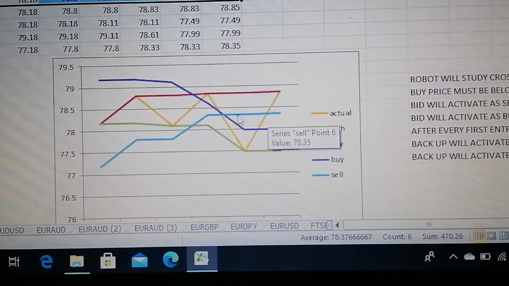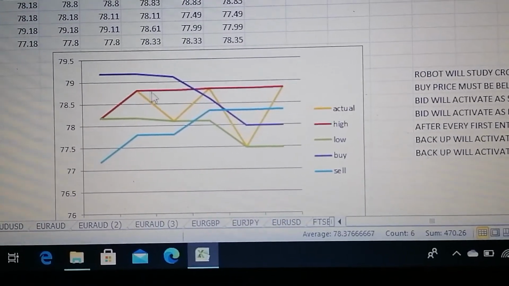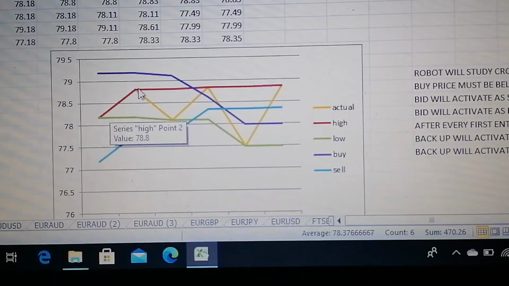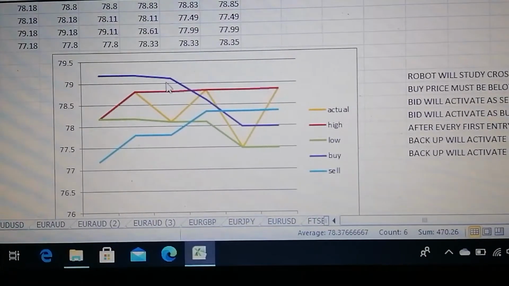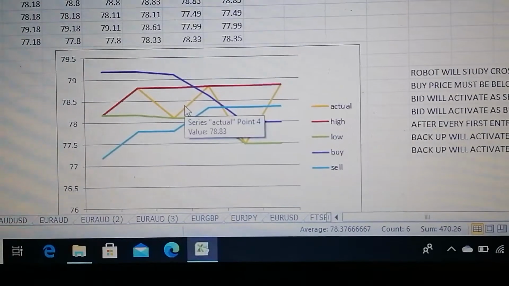So according to this rule, let's now evaluate this movement. The market started at this point. It was going. Because it didn't touch this position, there was no action. It didn't touch this position, there was no action. So it was just floating.